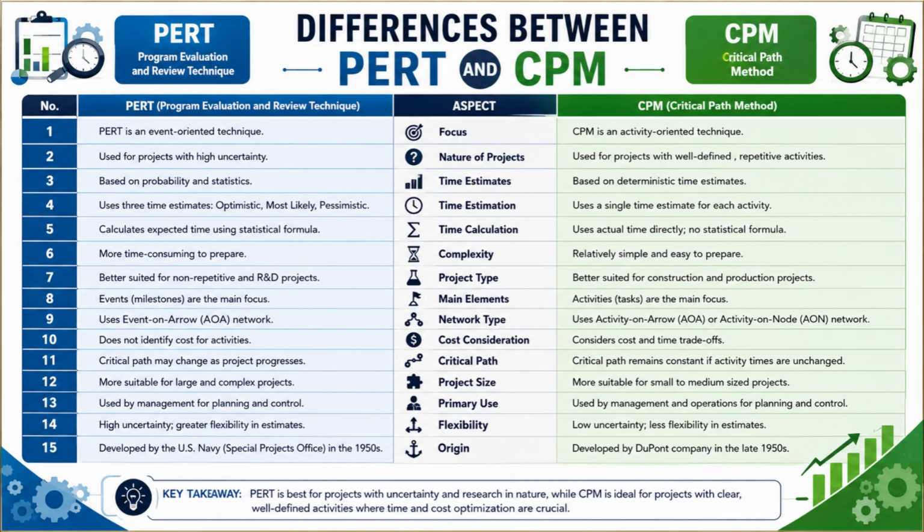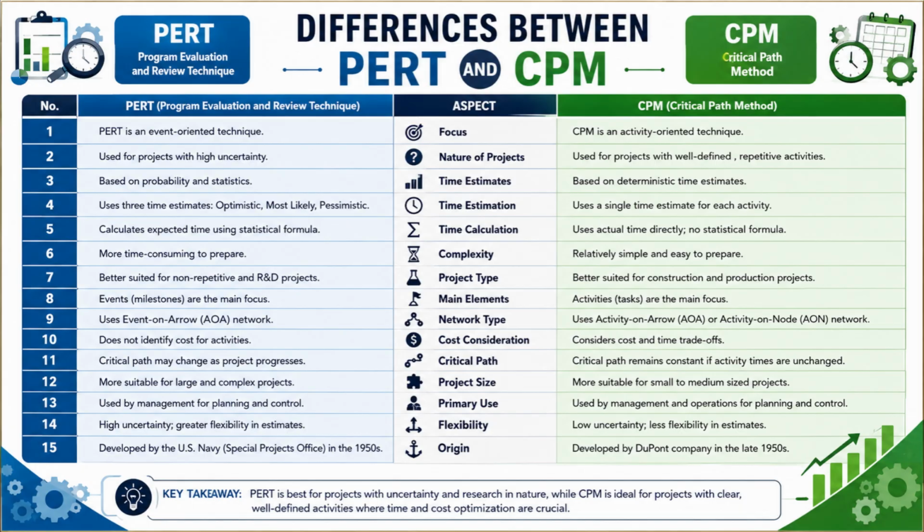Number 10. PERT does not emphasize activity costs, whereas CPM considers both cost and time trade-offs. Number 11. In PERT, the critical path may change as project estimates are revised, whereas in CPM, the critical path generally remains stable if activity durations remain unchanged. Number 12. PERT is more suitable for large and highly complex projects, whereas CPM is often applied to small and medium-sized projects.